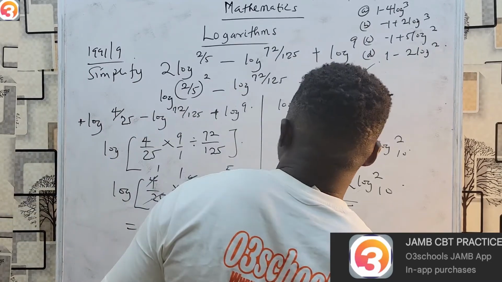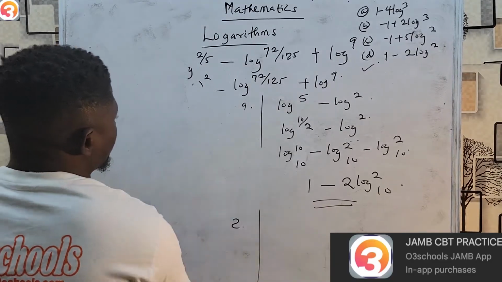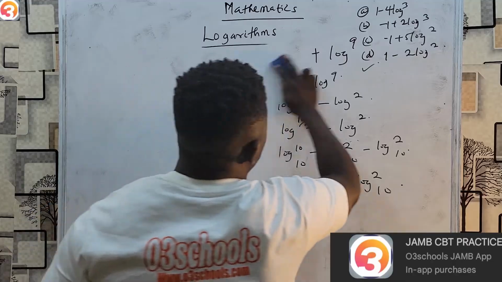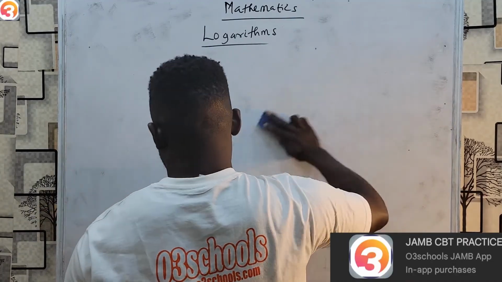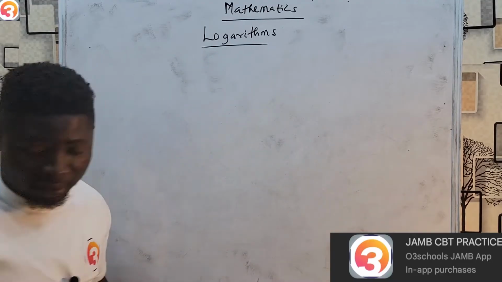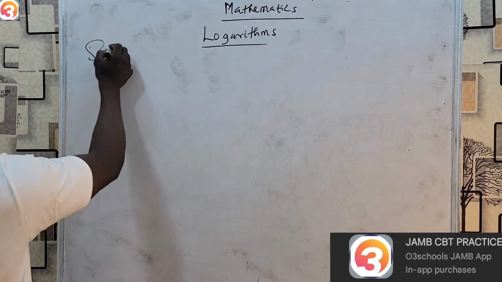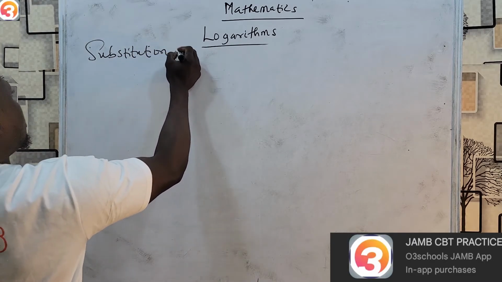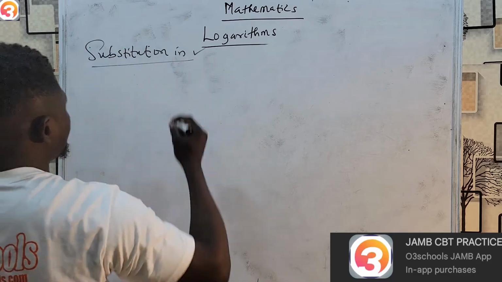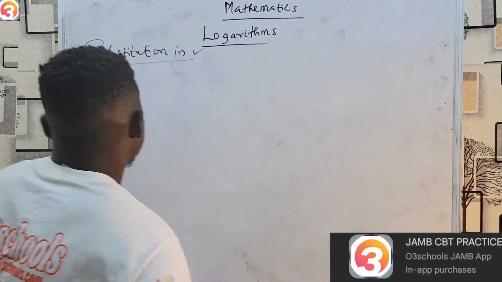All right, now after seeing this, we are going to another aspect of logarithm that has to do with substituting values into our given question to get the final result. So we're going to substitution in logarithms. I'm going to take examples under substitution in logarithms. So now, an example here is 1988, question 9.